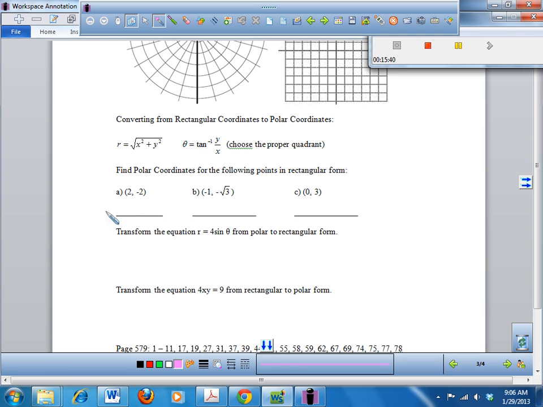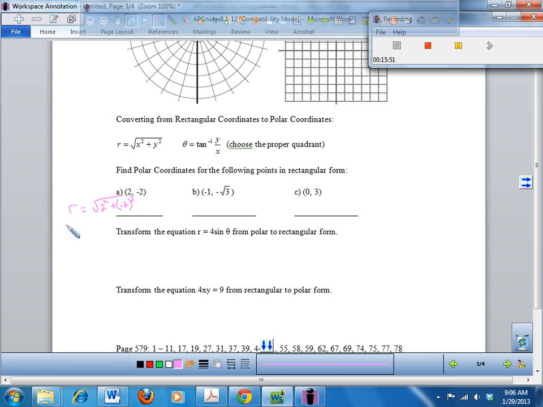All right, to find r, okay, r is going to be the square root of 2 squared plus negative 2 squared, and that is just r equals the square root of 4 plus 4, right? Square root of 8, which can be simplified to square root of 4 times the square root of 2, which can be written as 2 root 2, right? You see what I did?